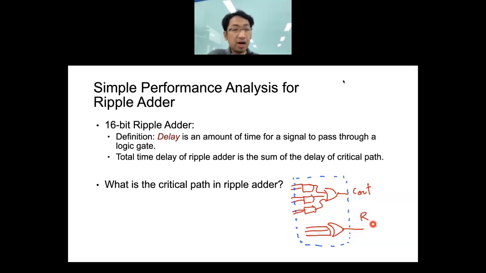But how about R? R is independent from Cout, right? R is independent, but Cout here depends on the previous bit, the previous Cout. So what is the critical part of the ripple adder if we have, let's say, a 16-bit adder? The critical part is the part that takes the most time in the circuit to get the result.